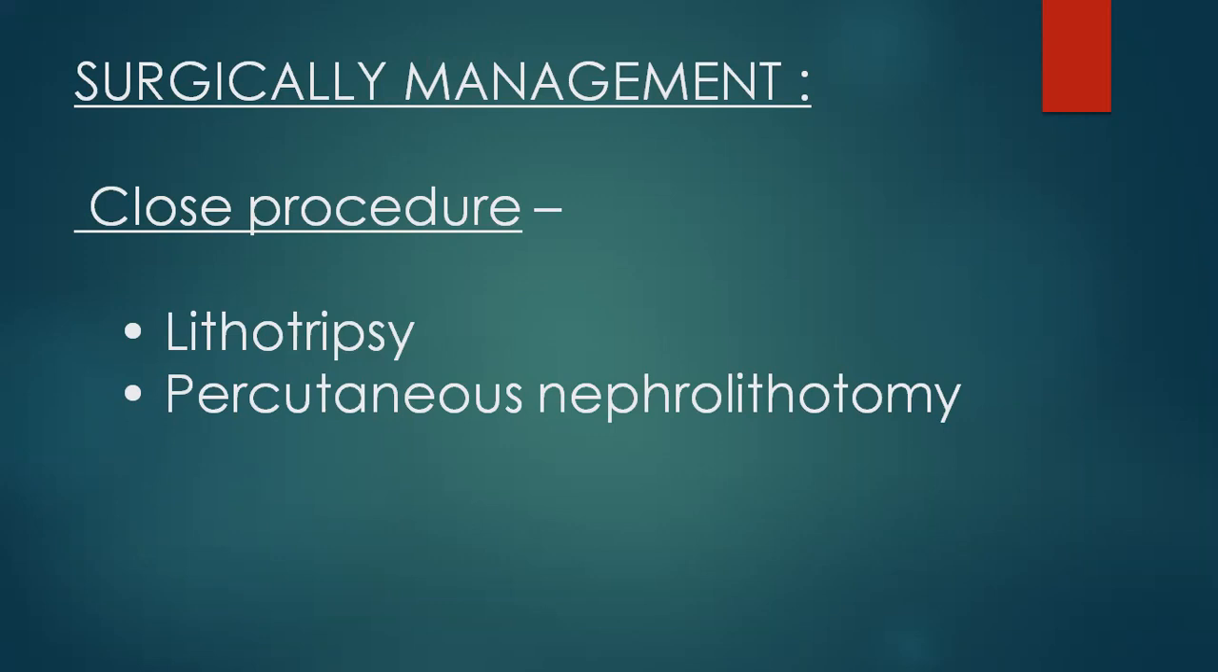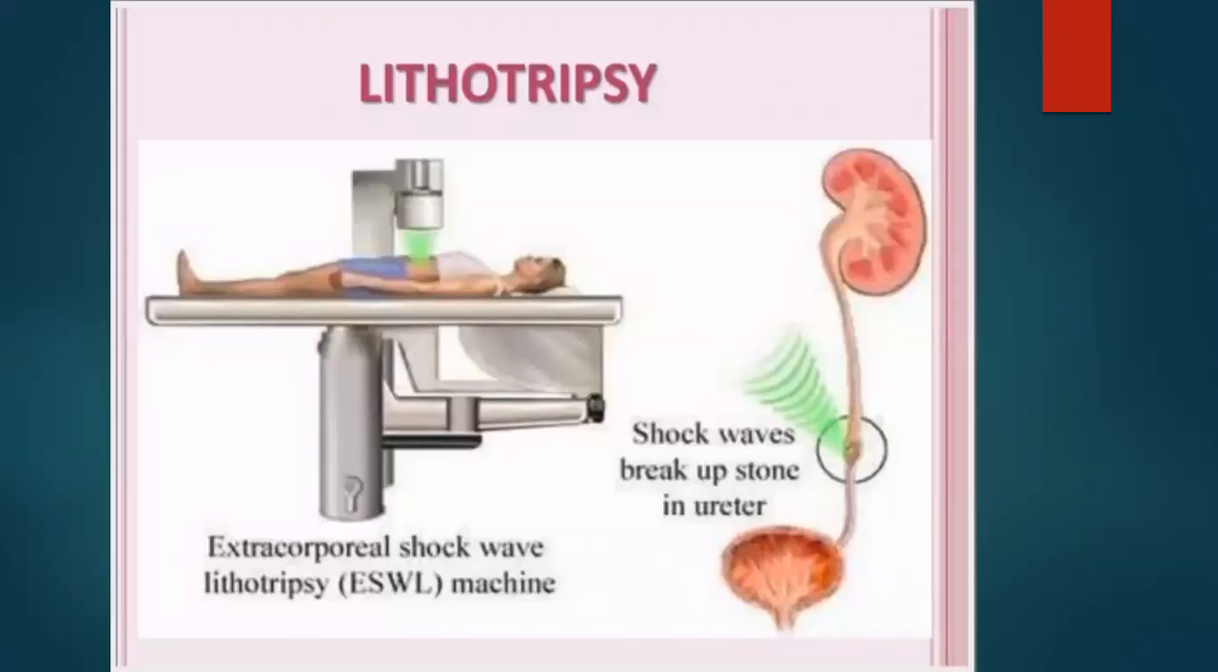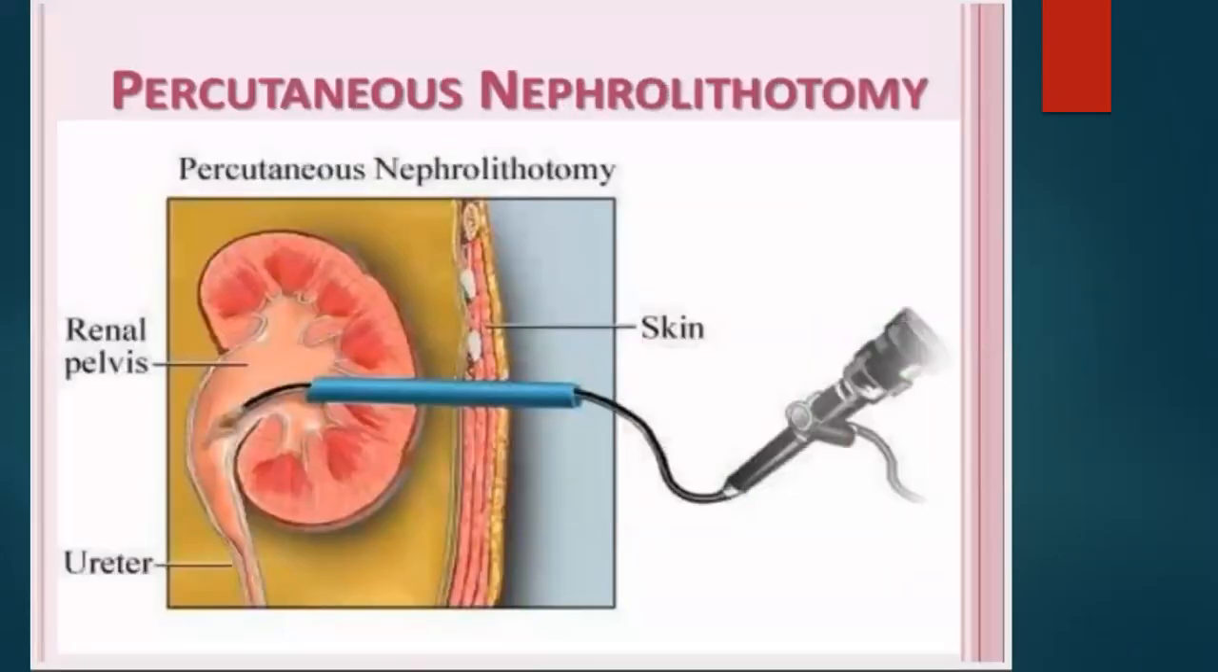Then the second one is percutaneous nephrolithotomy. It is a procedure used to remove kidney stones from the body when they cannot pass on their own. A scope is inserted through a small incision in the back to remove the kidney stone.